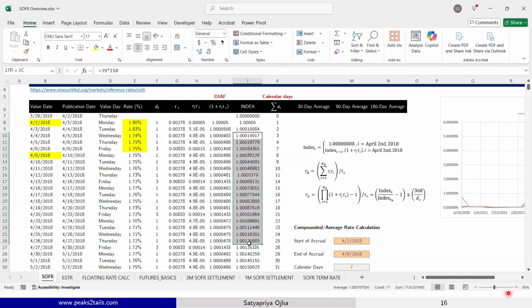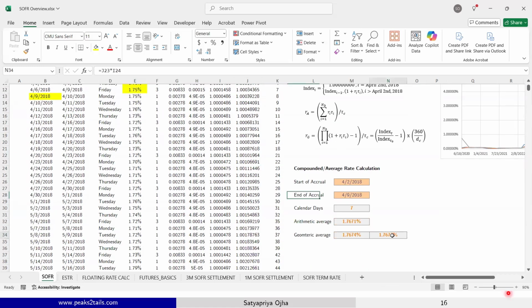If I can keep track of the index, the beauty of this is, if I want to calculate the growth factor for a week, I can simply divide the final index by the initial index. That will give me the growth factor. Just a simple division. I don't have to multiply all of these daily growth factors one by one, right?